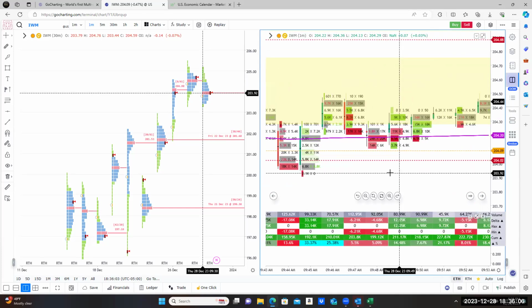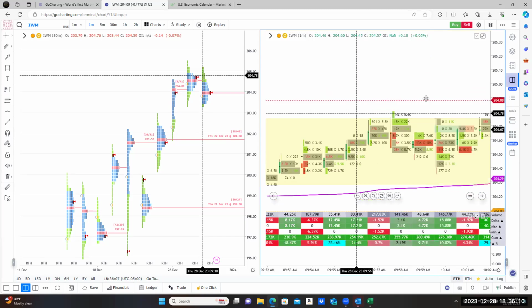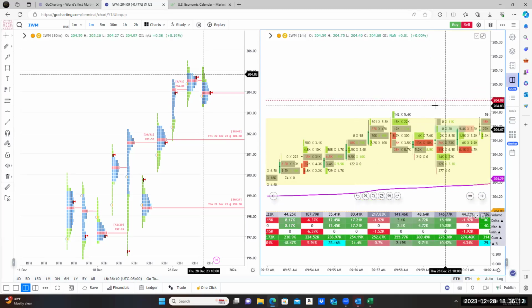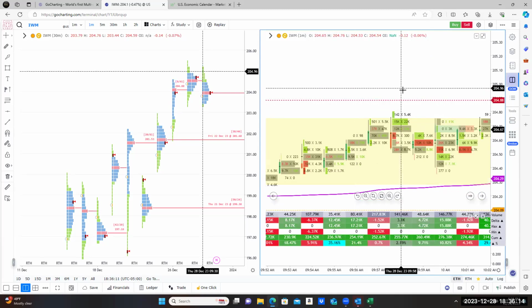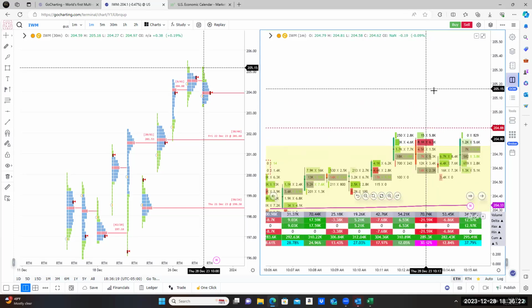And I believe there was a third one because I believe we came up pretty high. If I'm not mistaken, I think we tested this poor high.